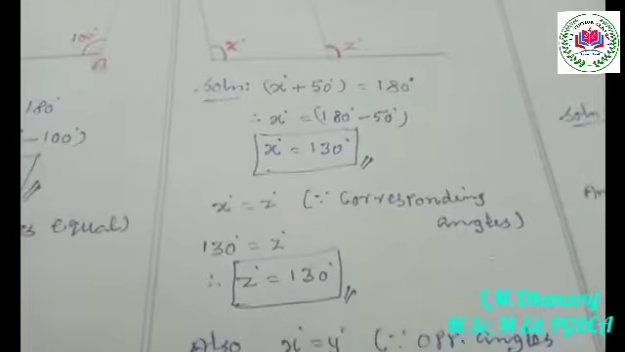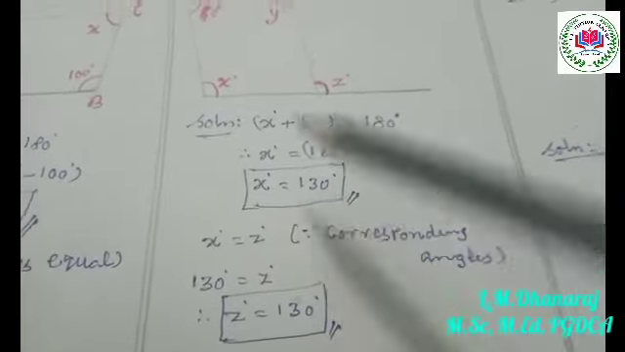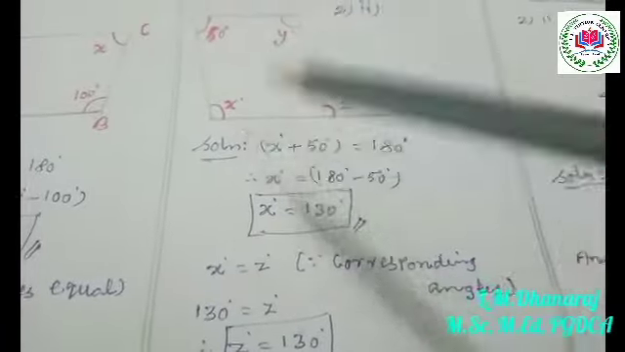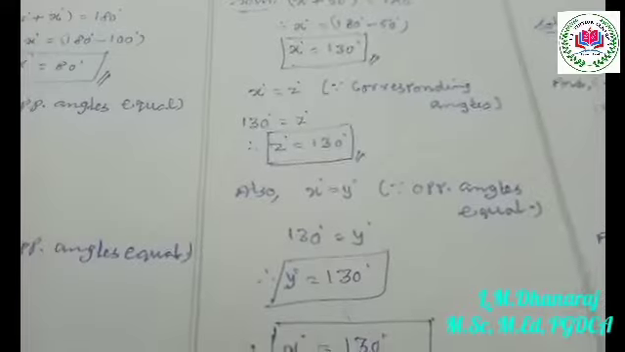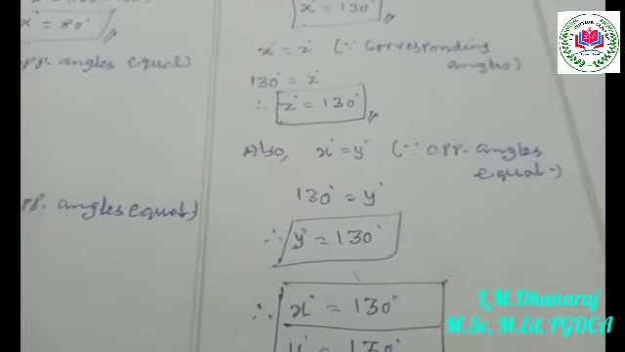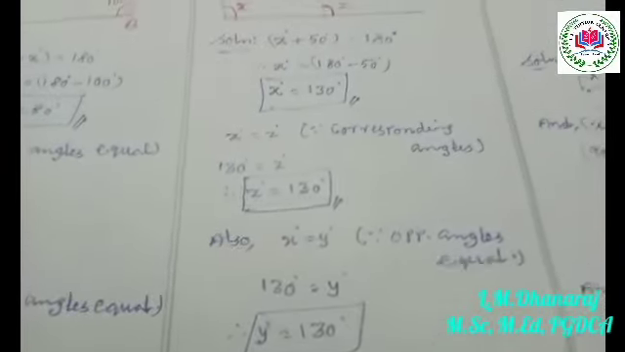Now angle x is equal to angle y degree because opposite angles are equal. Therefore y also will be 130 degree. So the final answer is x is equal to 130, y is equal to 130 and z is equal to 130.